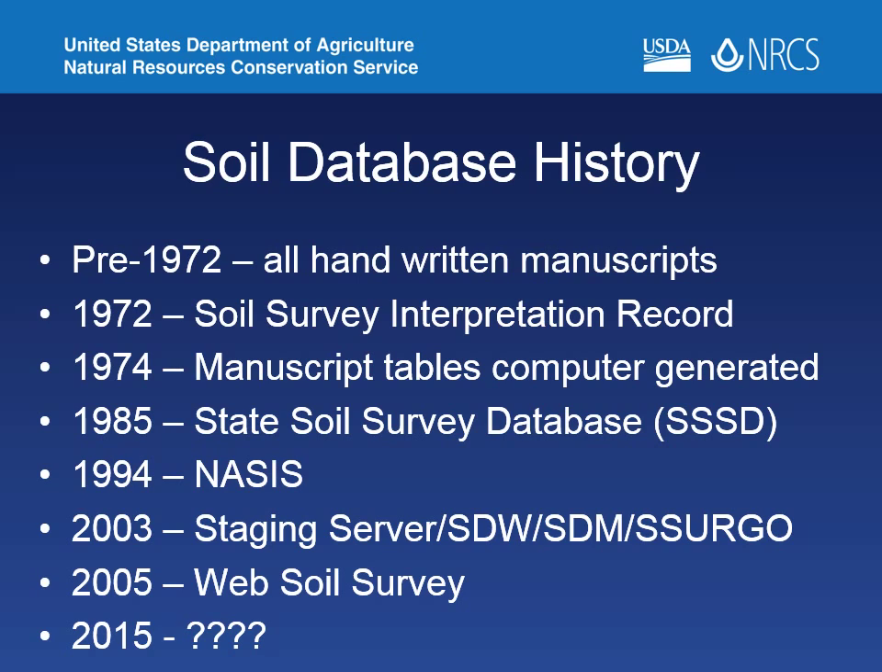Then in '85, that soil survey interpretation record turned into the state soil survey database. In 1994 is when we began the release of NASIS. Then 2003 is when we created the staging server, the soil data warehouse, the soil data mart, and the SURGO database. The importance behind that is that now we published our information as databases. Then in 2005 is when we created the Web Soil Survey, and then here we are in 2015.